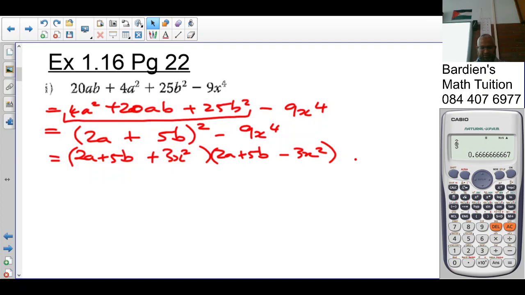Right, so as I gave you, homework is on page 22. So now we're looking at factorizing a trinomial on page 23. Factorizing a trinomial on page 23.